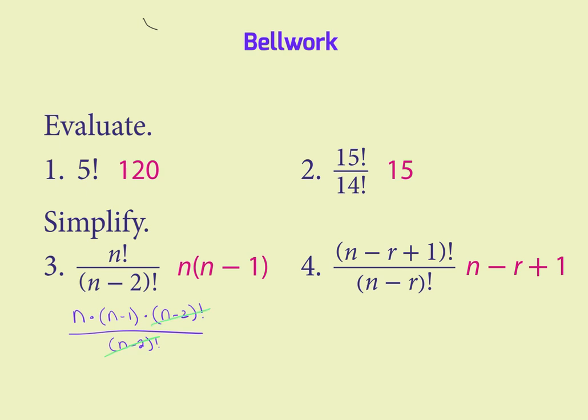Next one, I'm going to start with my n minus r plus 1 times n minus r plus 1 minus 1, right? Which is just that guy, factorial, which is just this guy, factorial. So we end up with m.